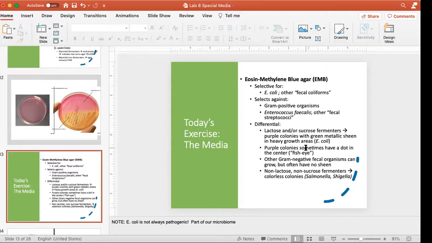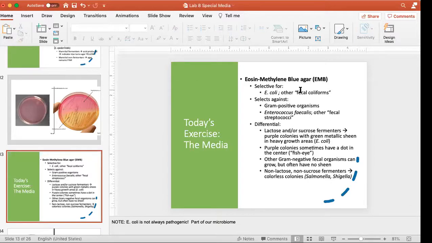But what's important to remember here is that E. coli, when it grows on EMB, is fermenting the sugar, so it's turning purple, but it also has this strange green color. Only E. coli will show that green metallic color.